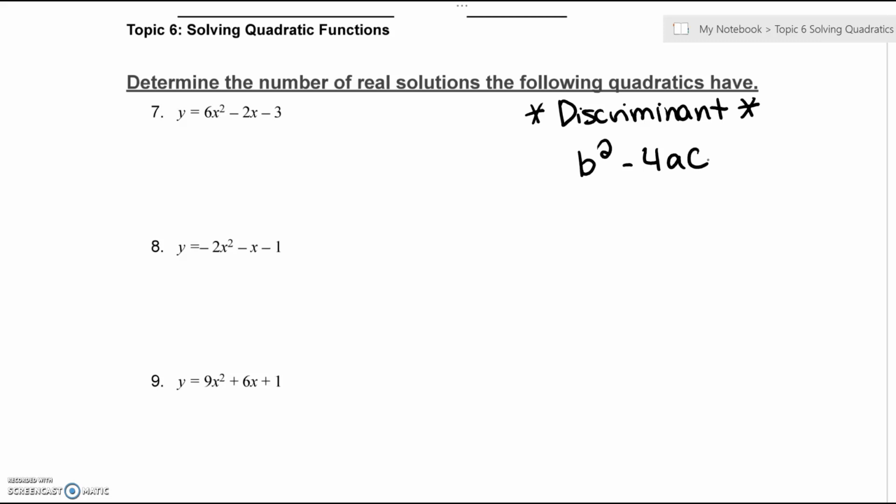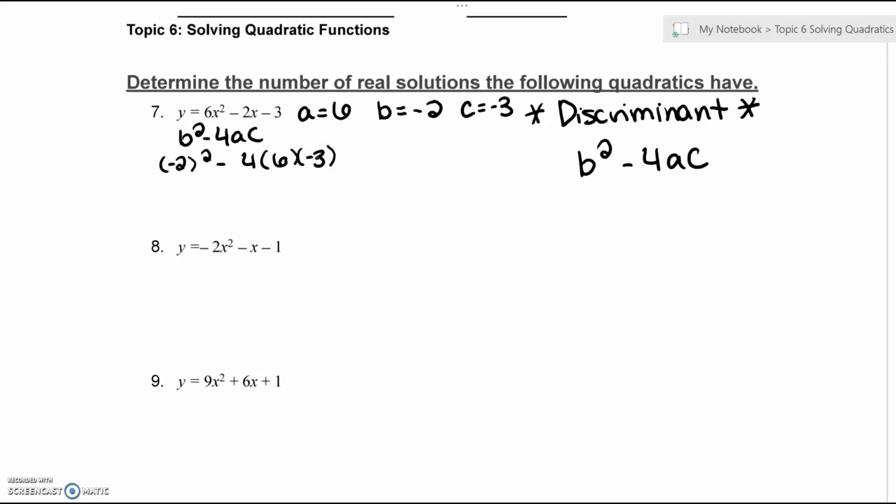So we have to look at these problems and find a, b, and c. Remember, a is the number in front of x squared, which will be 6. B is the number in front of x, which will be negative 2. And c is the constant, which is negative 3. And we're just going to plug that into b squared minus 4ac. So if the discriminant is b squared minus 4ac, I can replace b with parentheses, just like we would do in the quadratic formula. So b squared would be negative 2 squared, minus 4 times a times c, which is negative 3.